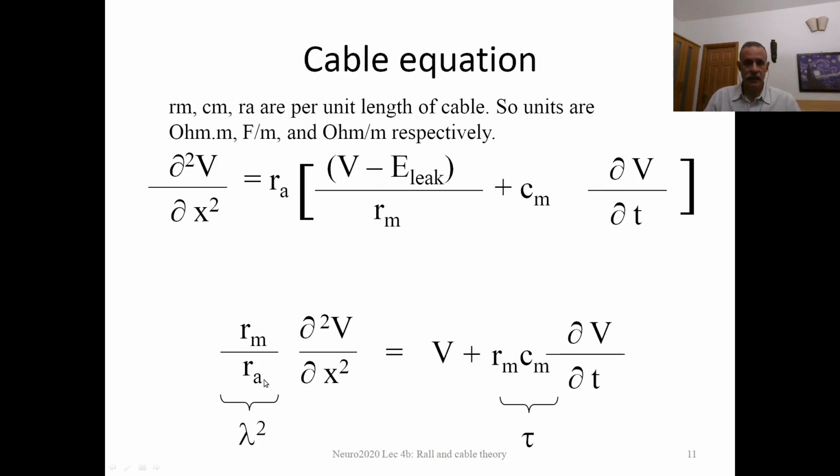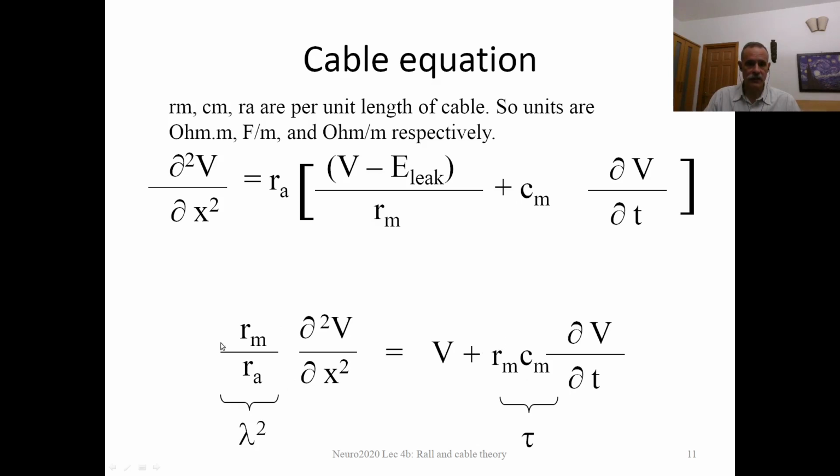So Rm by Ra into the double derivative with position is equal to V, and we've gotten rid of the E leak term since it's a constant, just for the purposes of calculation. It's equal to V plus Rm Cm into dV by dt. So this form actually is kind of nice, because what it does is it takes out two constants, which we're going to run into quite a lot, and these are very important.